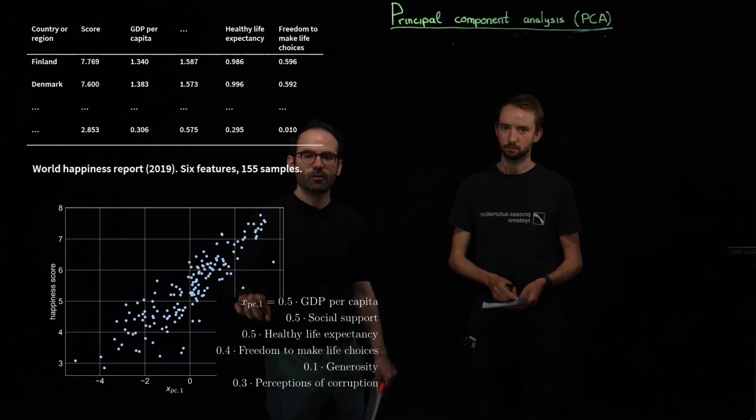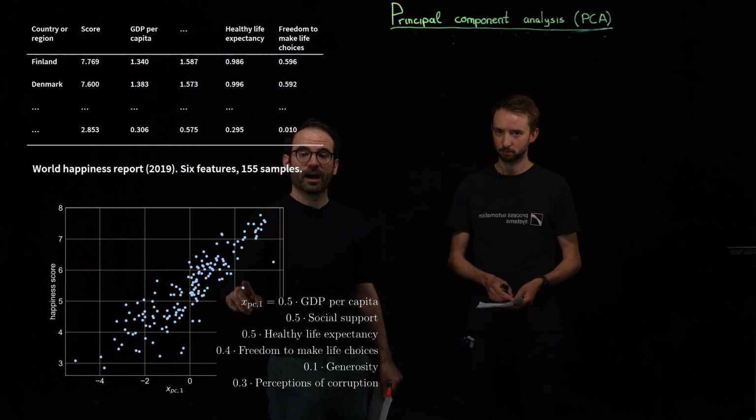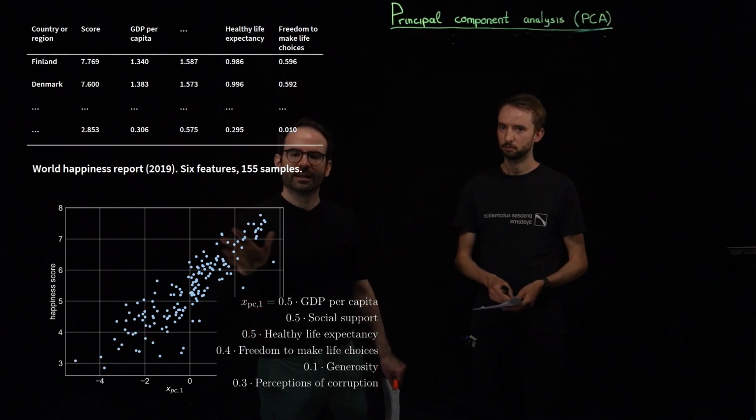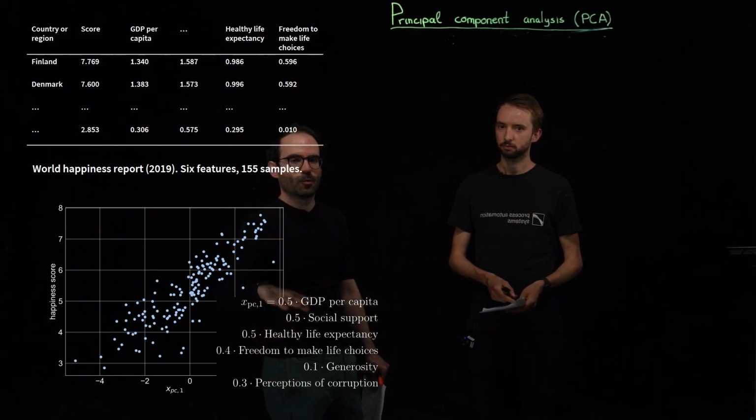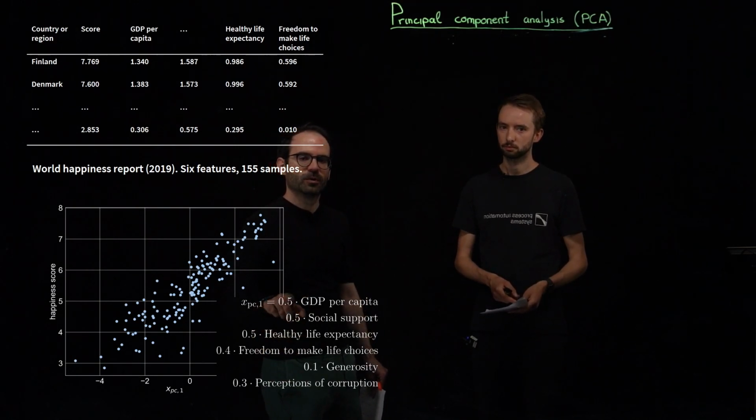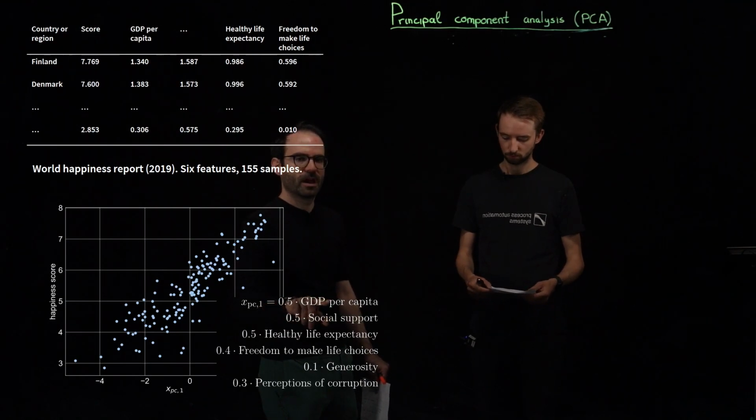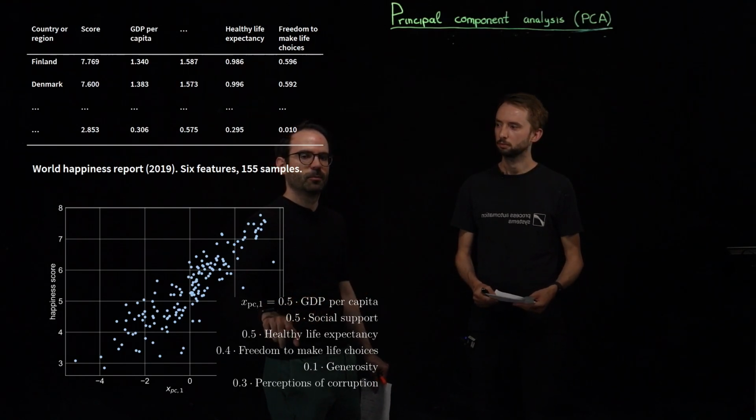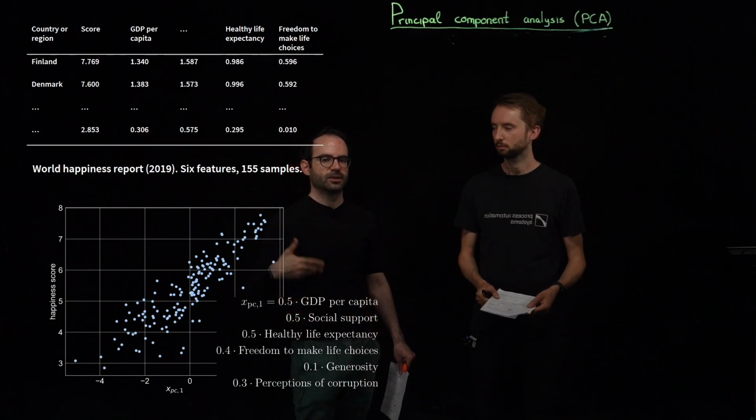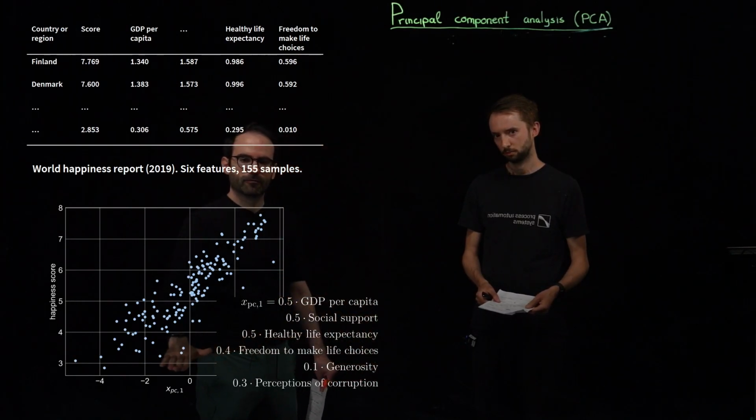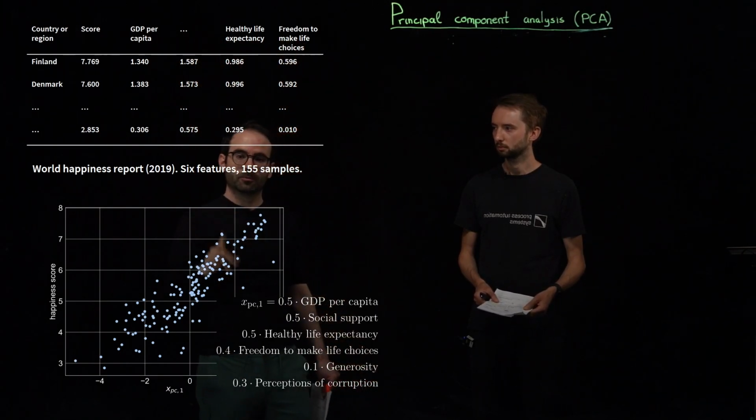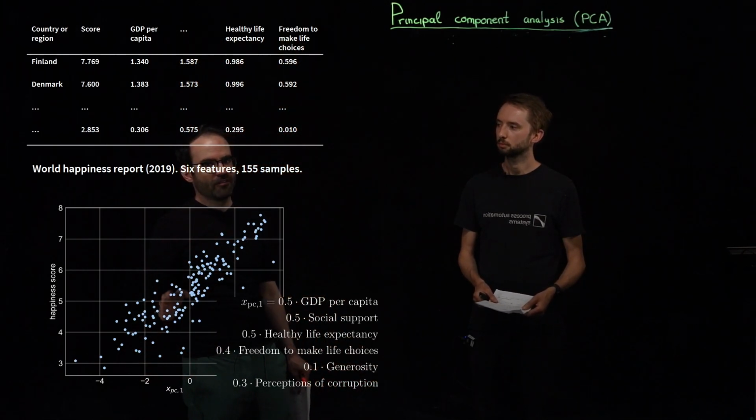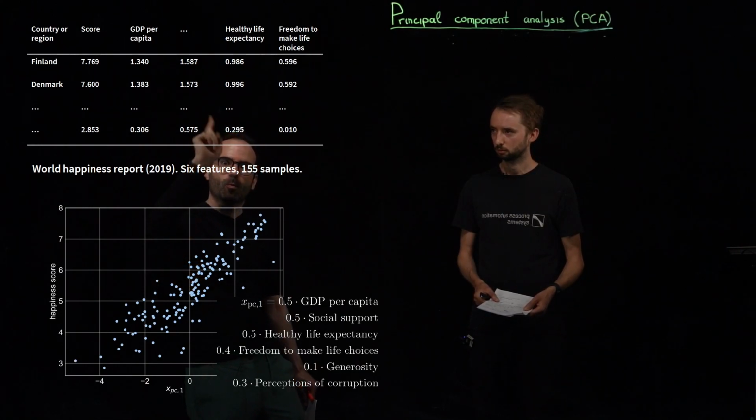Exactly, we have a new feature, a single feature that we call XPC1, the notation will be clear later, which is just, as you said, a linear combination. It says, okay, I am going to multiply the GDP per capita by the factor 0.5 and add 0.5 of the social support, etc., etc. And we can then form a new feature, which is a linear combination of the previous ones, but it's only one, and it can describe our data much better than maybe one single original one.